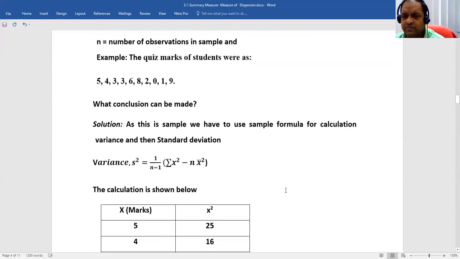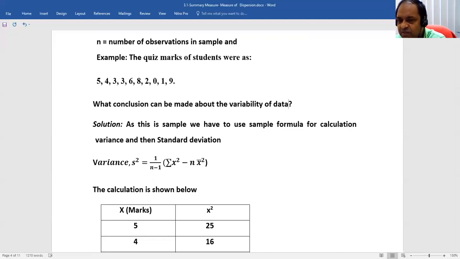So let us see an example. These are the quiz marks of the students in a subject, out of 10. What conclusion can be made about the variability of the data? So the question is about the variability. So we need to find the variance and then the standard deviation.